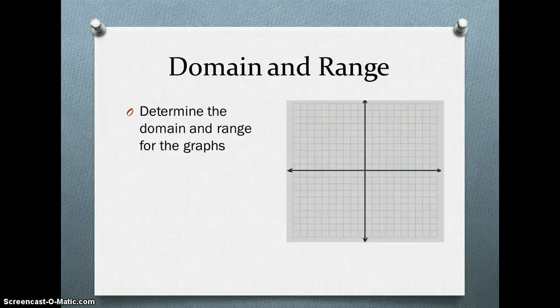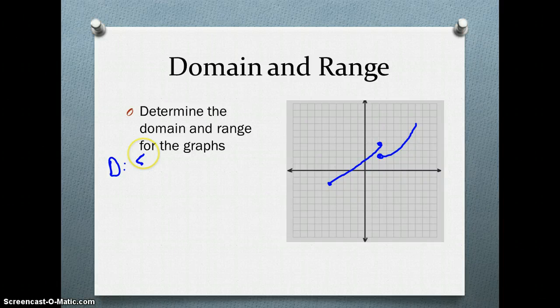Let's do one more. Let's do something like this. Okay, so we have some goofy looking graph there. Let's take a look at our domain. We go from -5 to 1, 2, 3, 4, 5, 6, 7.